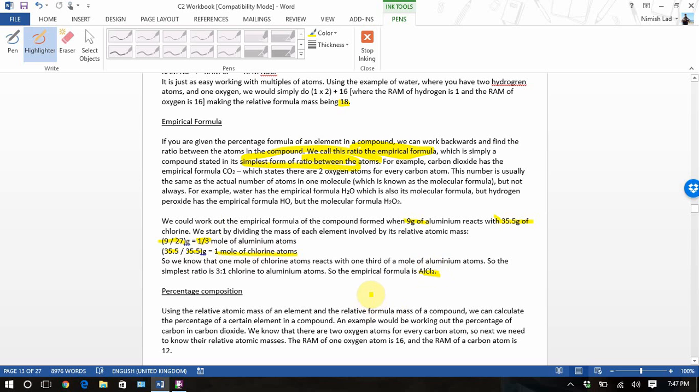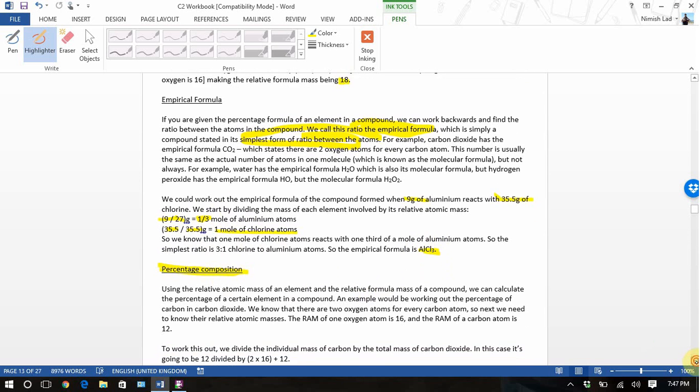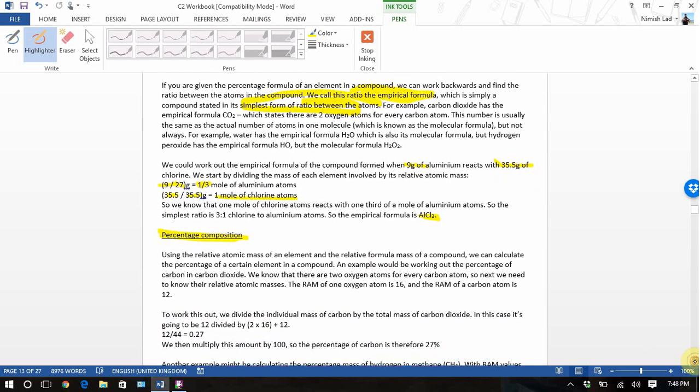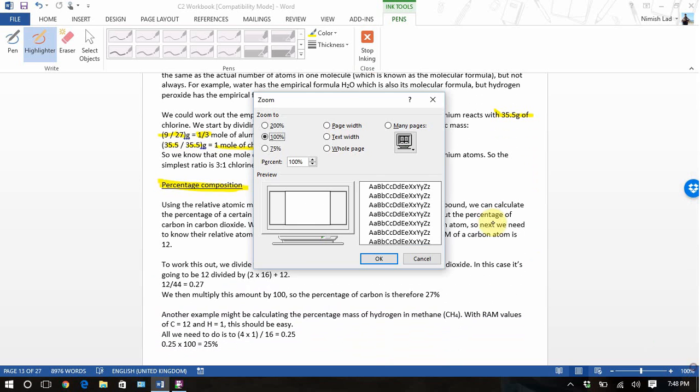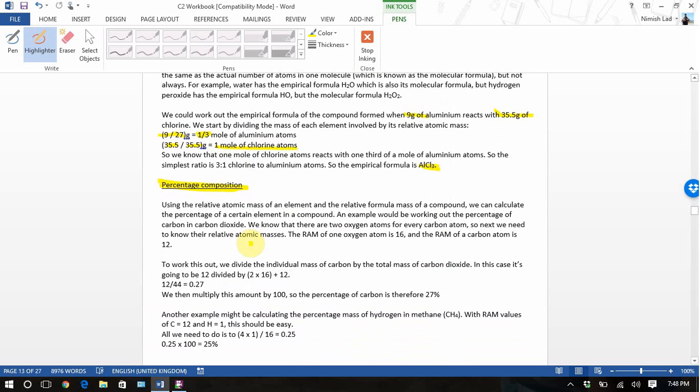AlCl3. Percentage composition. Again, this is pretty straightforward. It's just figuring out percentages. What we're doing here is using the relative mass of an element and the relative formula mass of a compound. You can find out the percentage of a certain element in the compound. So an example is if we're looking at the amount of carbon in carbon dioxide. So the relative atomic mass of carbon is 12.